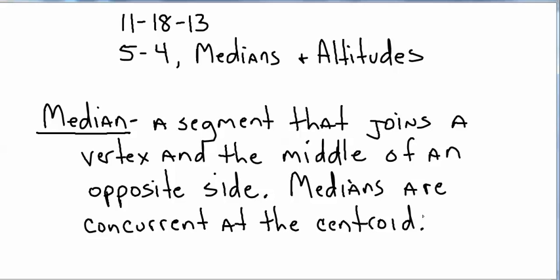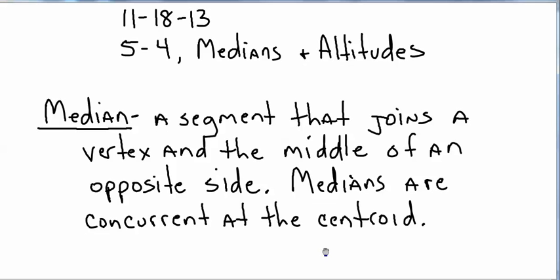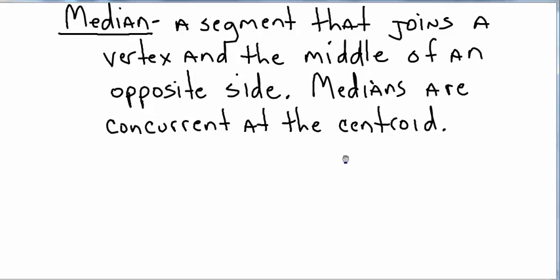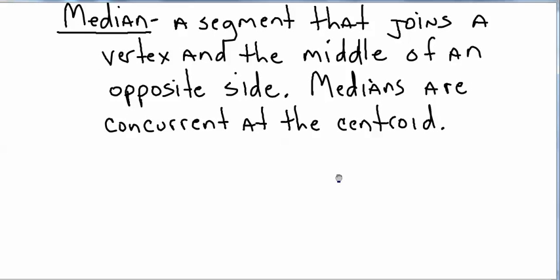What is a centroid? A centroid is a point where the medians all intersect. Center of a triangle.